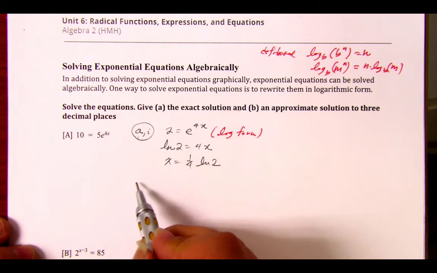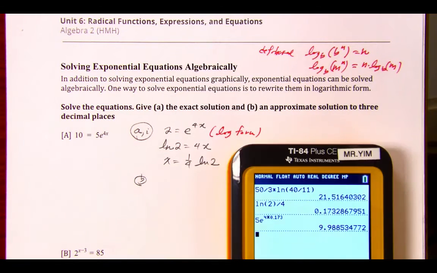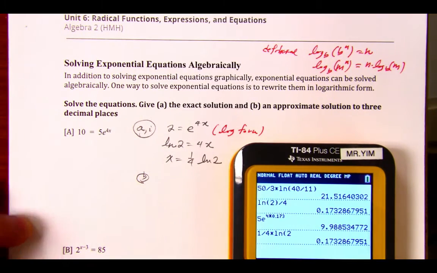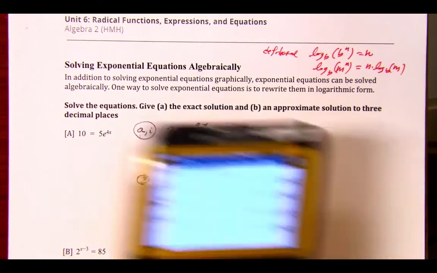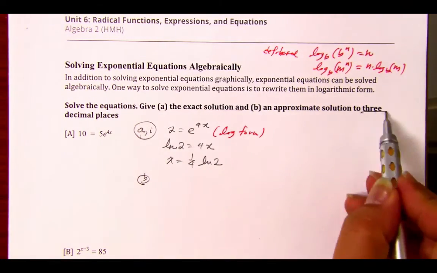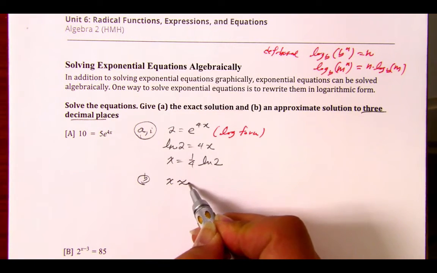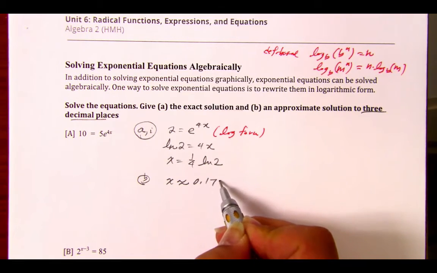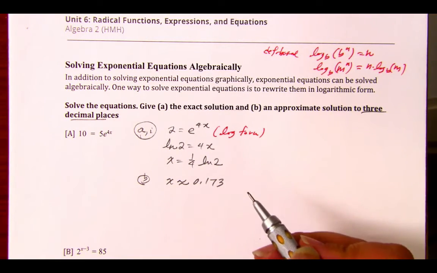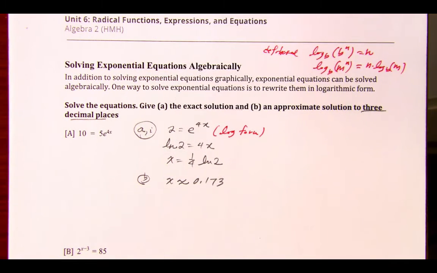Part b says approximate it. 1 divided by 4 times ln of 2. It gives you 0.173 to 3 decimal places. So I'm going to do exactly that, which gives me approximately 0.173. But I'm not satisfied with this.